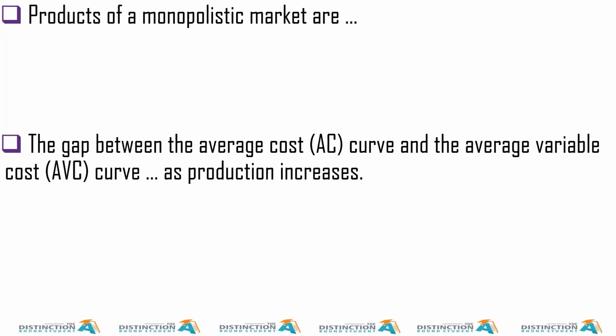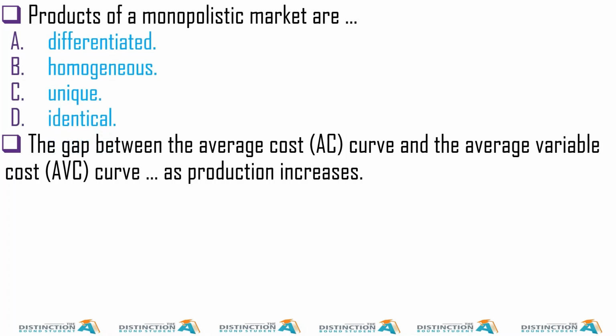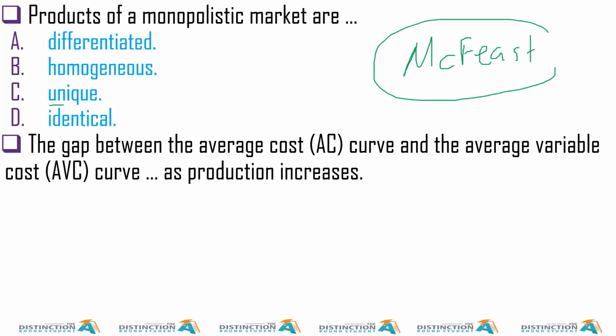Right, next question. Products of a monopolistic market are monopolistic. So these are our fast food outlets. We've seen this question before. They are differentiated. They are heterogeneous. So if they don't give differentiated, look for heterogeneous, because it's the same thing. They are not homogeneous, they are not unique, they are not identical. But for argument's sake, this word here, because someone could be right to say they're unique, because let me prove to you. If you look at this thing here, let's say a McFist, right?